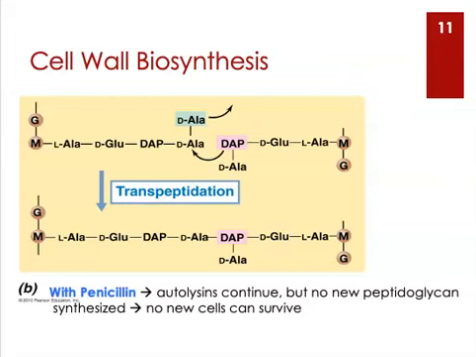So with penicillin, the autolysins continue to cut the old cell wall, and the bactoprenol continues to carry new NAG and NAM out to the periplasmic space. And you get the transglycosylases putting the NAG and NAM into the cut places, but you don't get the final step done. And without the final step, those daughter cells simply can't survive.